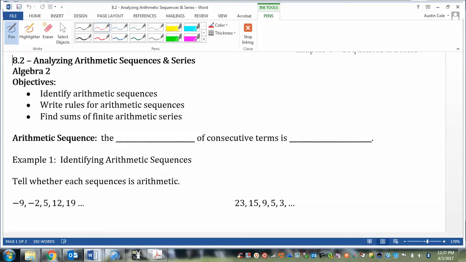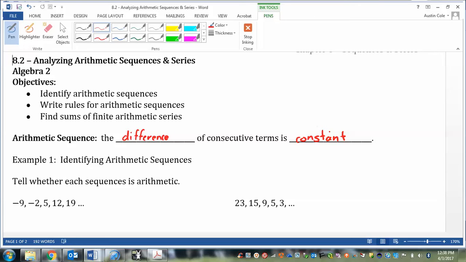Okay, so what is an arithmetic sequence? Well, we've already talked about it, but by definition, the difference of consecutive terms is constant. I might call that the slope, based upon when we graph arithmetic series and sequences, they are linear, so I might call that the slope.